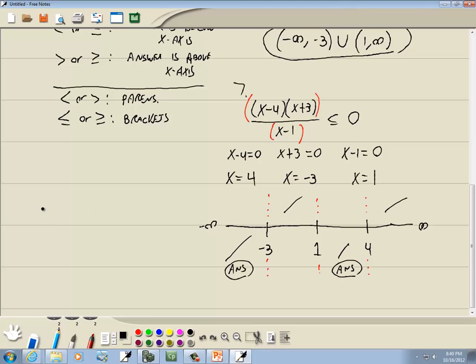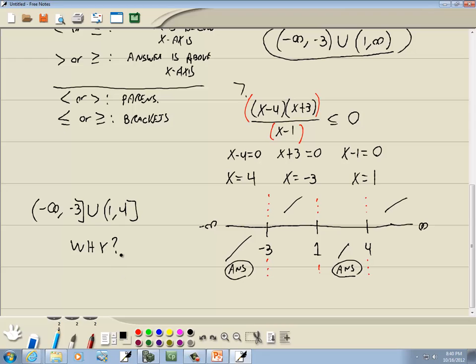Okay, so our answer is going to go from negative infinity to negative 3, and then from 1 to 4. Now, infinities always have parentheses on them. Now, this is a less than or equal to. Less than or equal to means brackets. So we put brackets on these. So I'll have bracket here, I'll have parentheses here, and I'll have bracket here, then union symbol in between them.